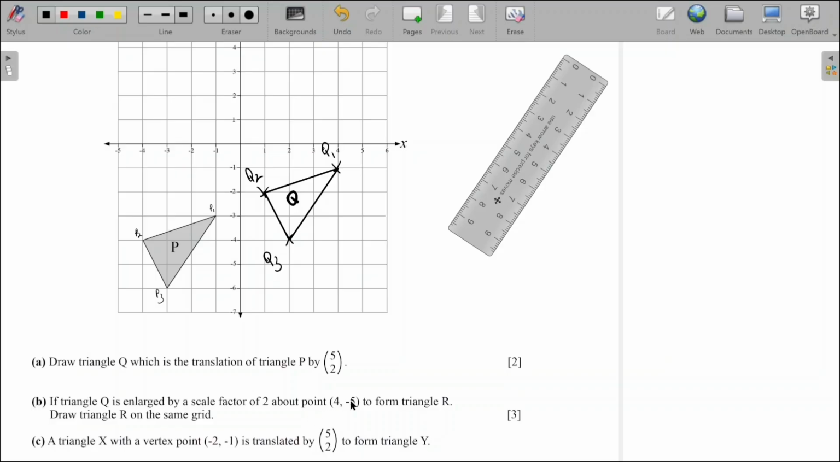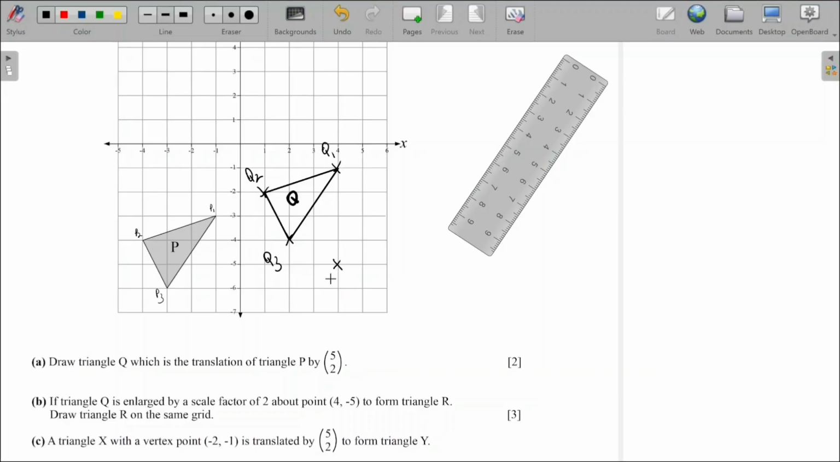You have (4, -5). The 4 is the x coordinate or the x value of the point, while -5 is the y coordinate or the y value of the point of enlargement. So we locate the point: x is 4, y is -5. You go to the grid, you have x as positive 4, y as negative 5, so we go down to negative 5. This is where we have negative 5. So we mark the point.